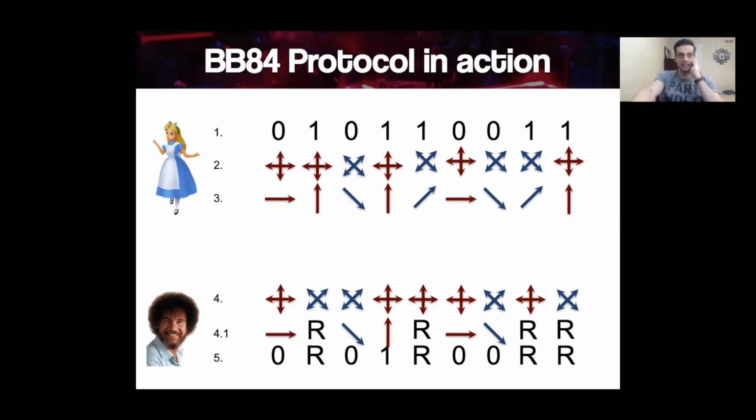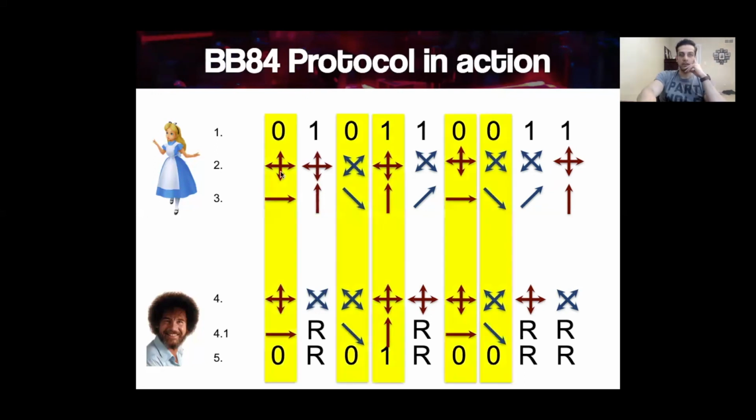Let's say now that Alice and Bob also have a classical channel in which they can share classical information. What they do is they compare the bases that they measured in. They don't compare the bits they got, because if they say their bits over the classical channel, their information is no longer secure.